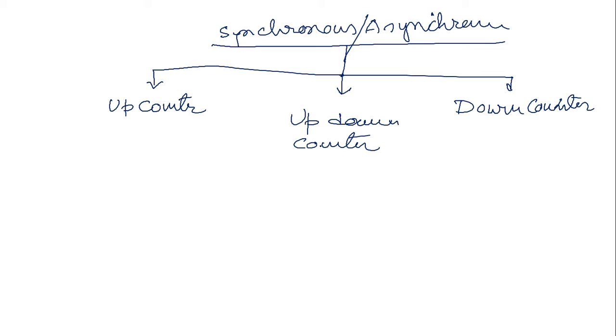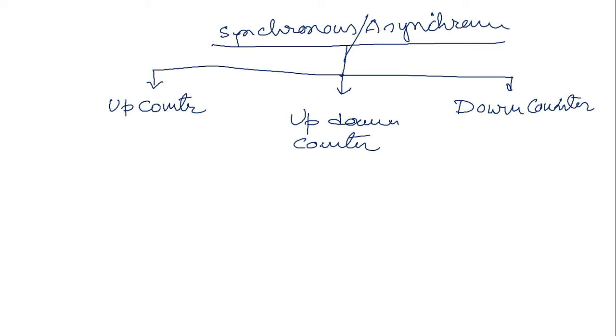But the circuit, basically a logical circuit or combinational circuit, controls whether the counter is used as an up counter or a down counter. I'll give you an idea about the next classes, how the up down counter is controlled. Basically, we will define the logic that controls the up down property of the counter.